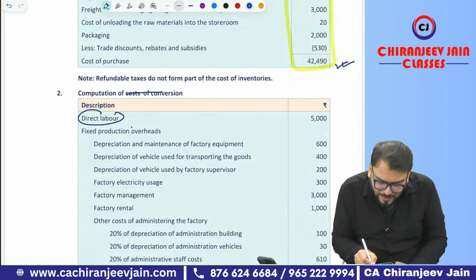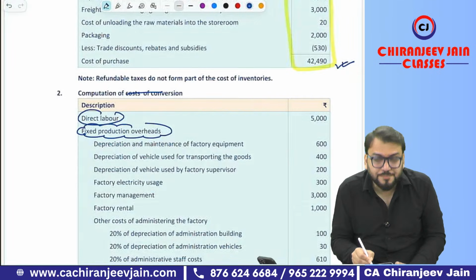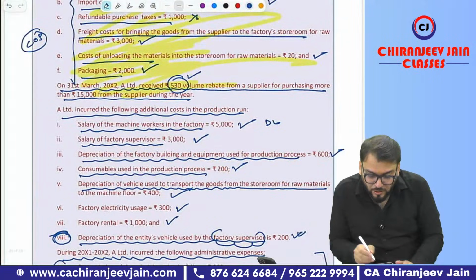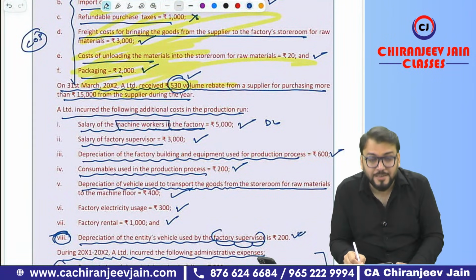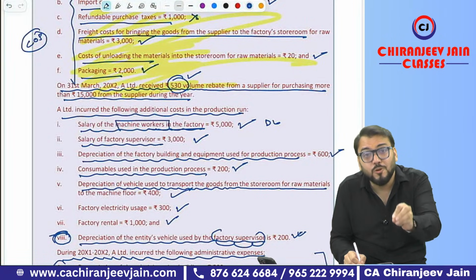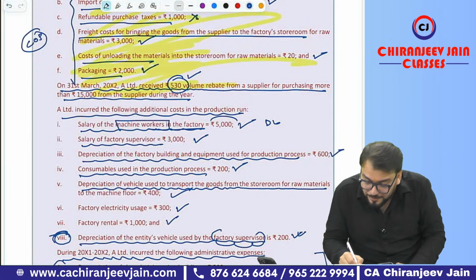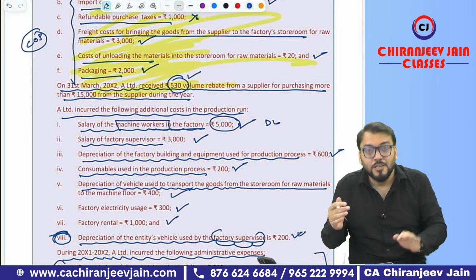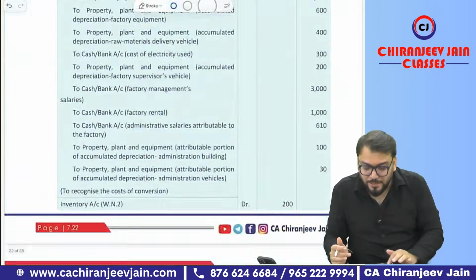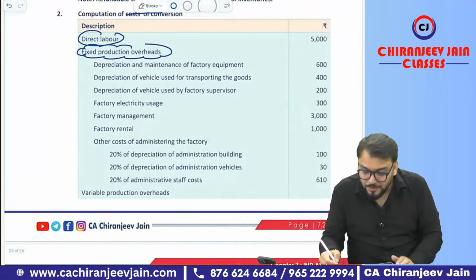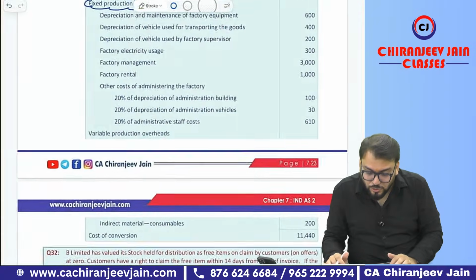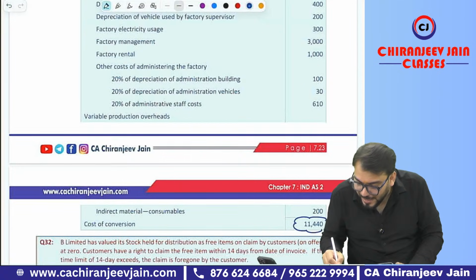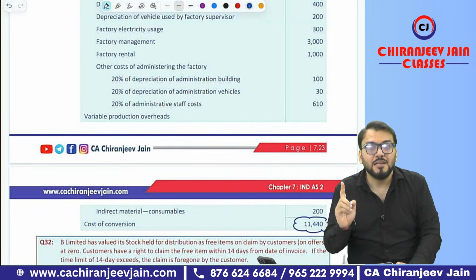Now the cost of conversion will be of two parts. One is direct labor and whatever is left is fixed overhead. Direct labor is only one point. You can see they have given direct labor: 5,000 salary to machine worker in the factory. Whoever is the labor engaged in the production process, that will be direct labor. So 5,000 is the only direct labor. Apart from that, whatever is the expense will become production overhead. Can you calculate the production overhead on your own and check whether the same amount is coming? The total will become 11,440, including direct labor.